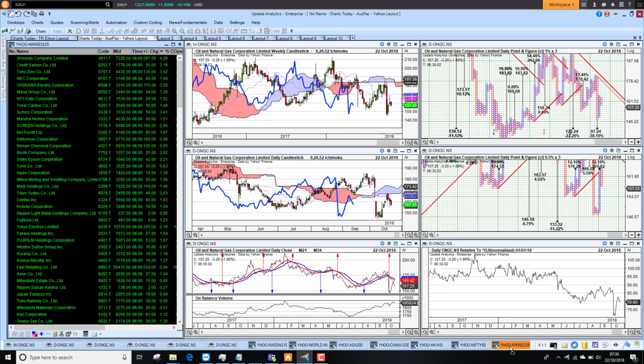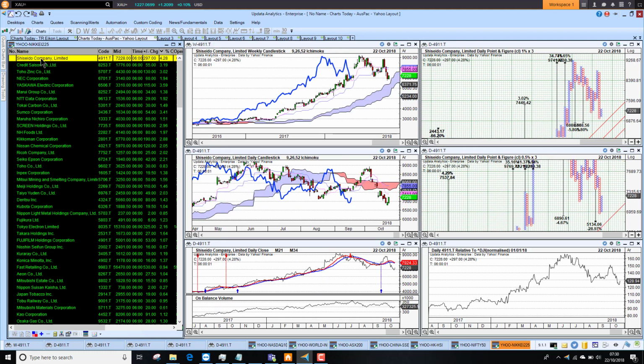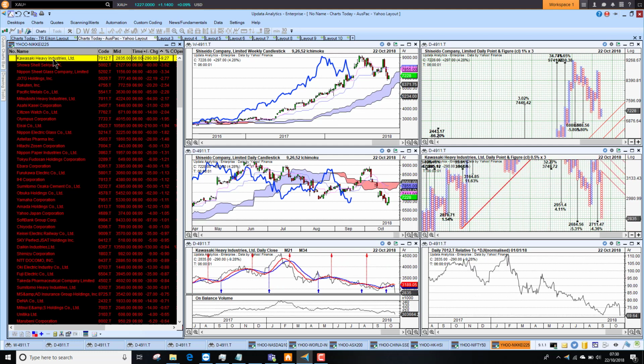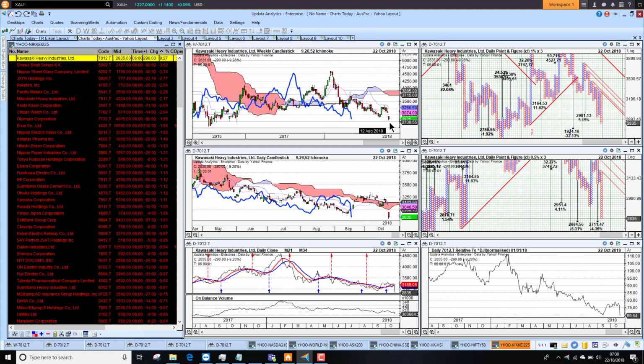Last of all, quick look at Japan, and here we see the Shiseido up 4%. We are seeing some quite good performances in Japan, but again, a lot of these stocks bearish on the medium-term chart. So that's Kawasaki down some 9%, has been an underperformer, but now making new two-year lows. Not good with downside targets.